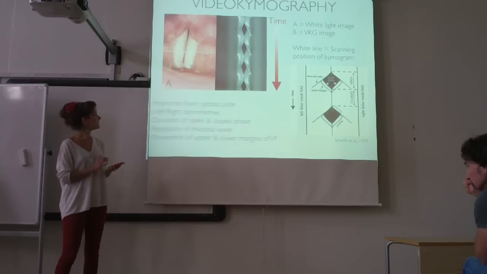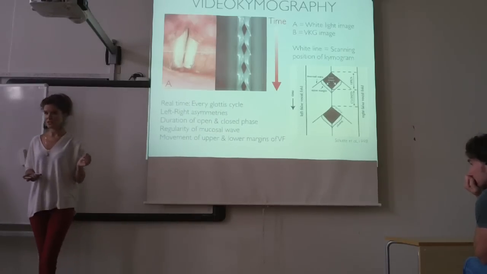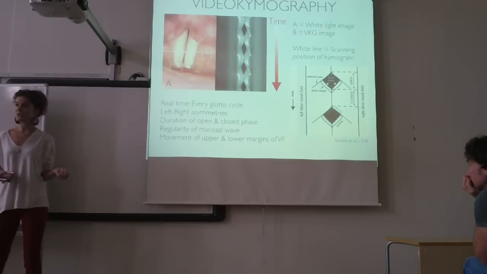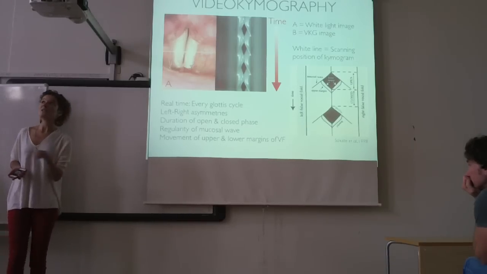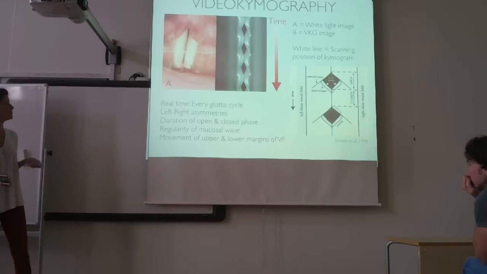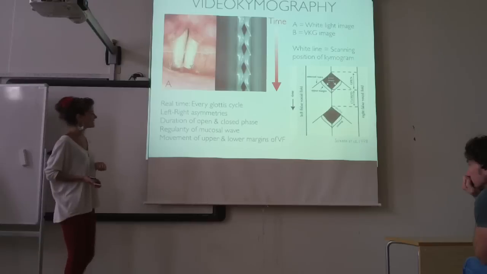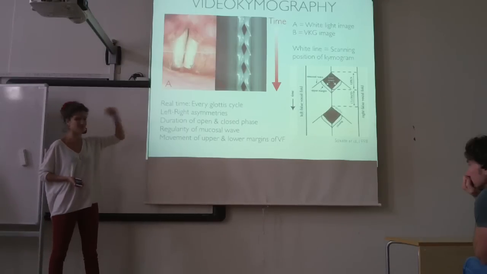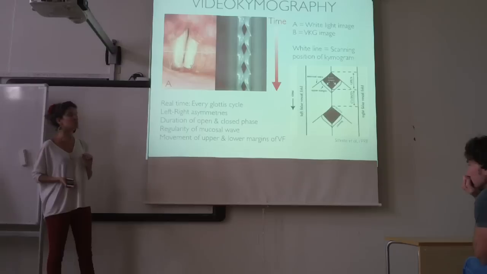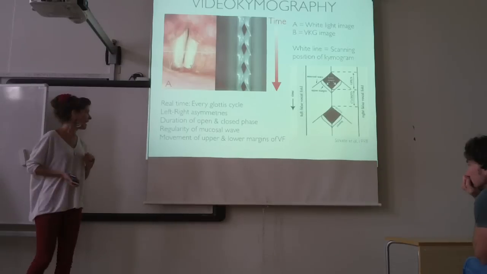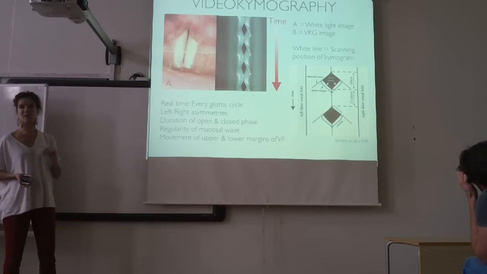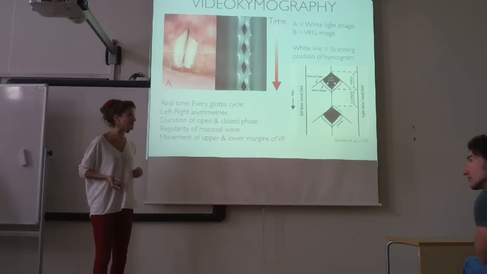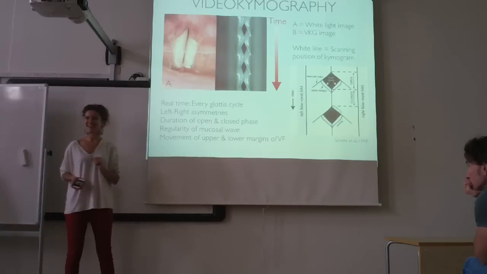What can we see here? This is a real-time registration. It means we can see every glottal cycle, as opposed to video laryngeal stroboscopy. We can see left-right asymmetries, and we can also see the duration of the open and closed phase, which was very important to us. We can see the regularity of the mucosal wave, and we can also see the movement of the upper and the lower margins of the vocal folds, which can be very interesting to check the hypothesis of Dr.